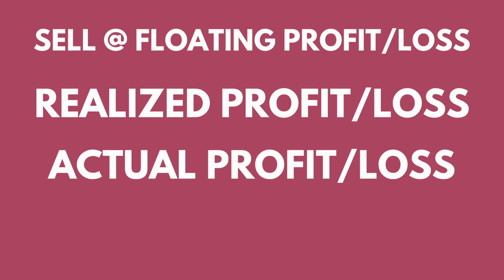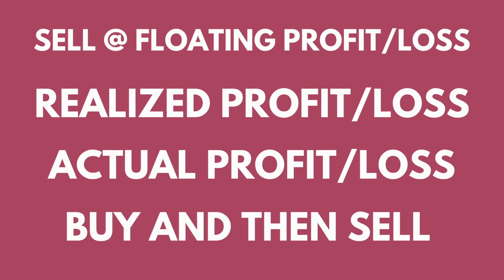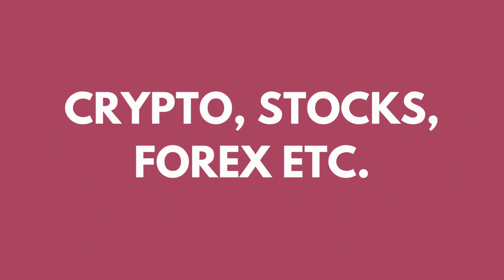You can only calculate the profit and loss once you buy something and then sell it. Until then, it will always stay in the float. That's why it's called floating or unrealized profit or loss. This applies for any kind of asset class like crypto, stocks, forex, etc.